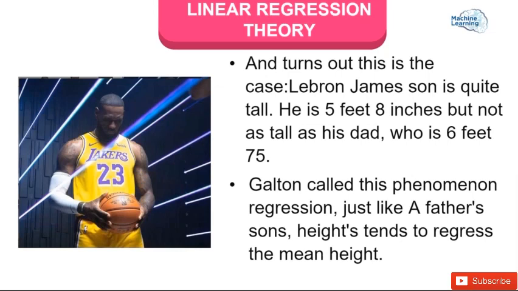And it turns out that this is the case. So LeBron James' son is quite tall. He's 5 feet 8 inches. Not quite as tall as his dad, though, who is 6 feet 7.5 inches. Now, Galton called this phenomenon regression. Okay, you with me? Just like a father's son's heights tend to regress or slide to the mean or average height of everyone else.